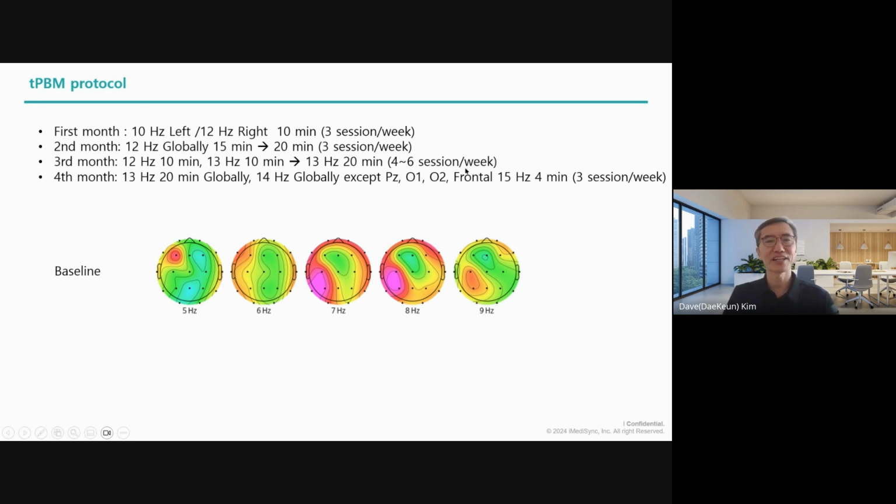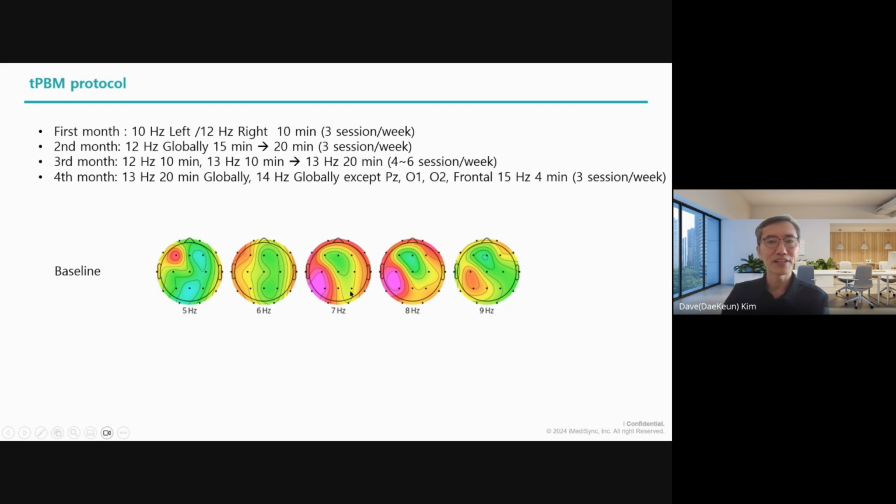Every day he gets the PBM a little bit past the frequency, and post-months he used 13 Hertz for 20 minutes and then 14 Hertz stimulation. The 14 Hertz except the visual area, and finally they use frontal 15 Hertz stimulation per minute. They add 4 minutes of frontal stimulation, with a step-by-step increase of the frequency from 10 Hertz to 14 Hertz, 15 Hertz.